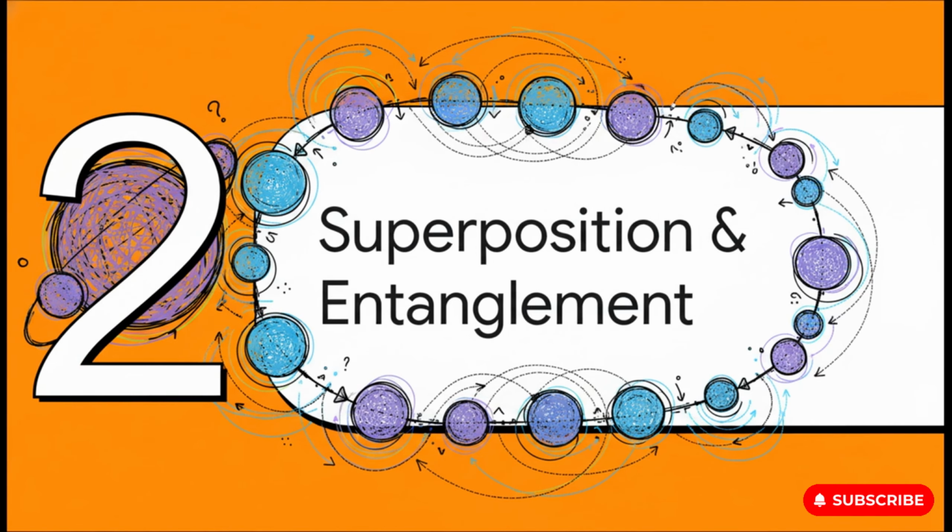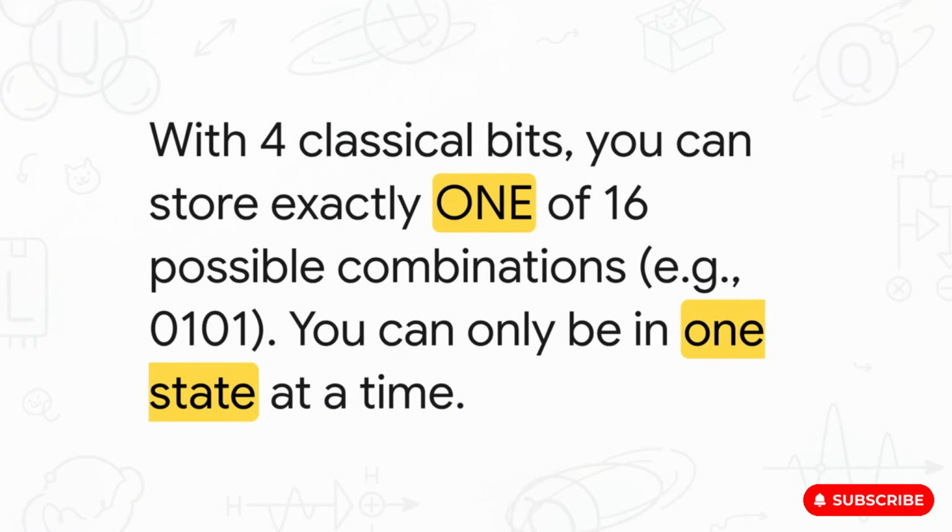Okay, so one qubit being in two places at once is weird, right? But now, let's see what happens when you start putting them together. This is where things get truly exponential and the real power starts to show. Think about it with regular computers. If you have 4 classical bits, they can only represent one specific number out of 16 possible combinations at any given time. Like say 1011. It's stuck there. That's all it can be in that moment.